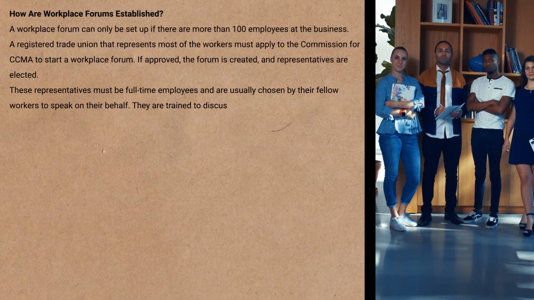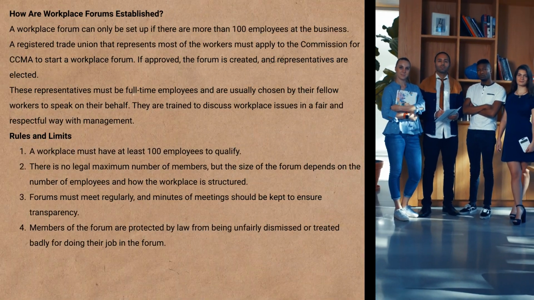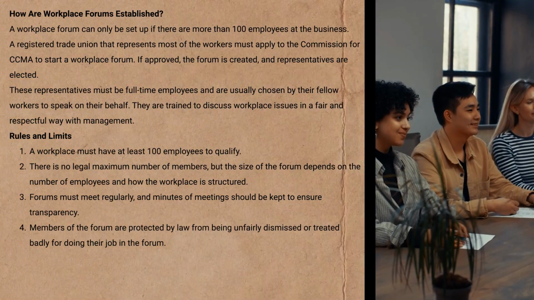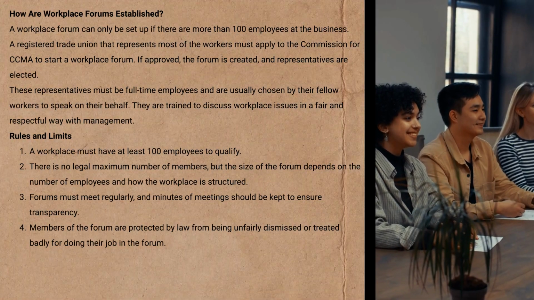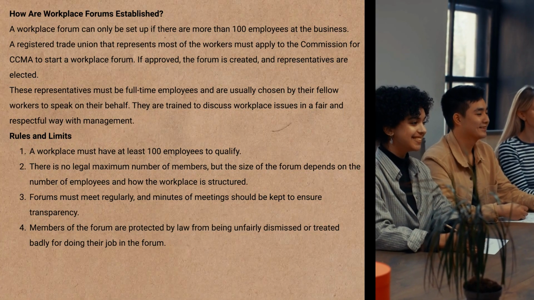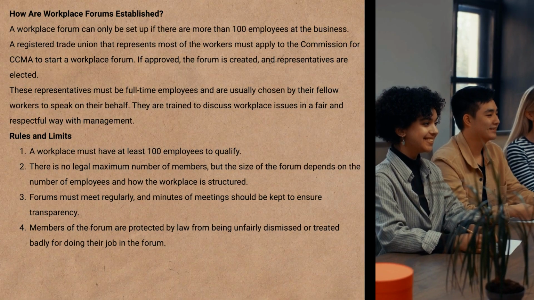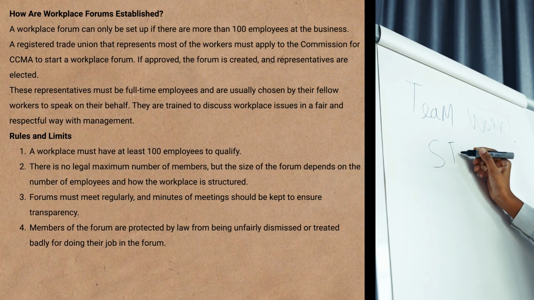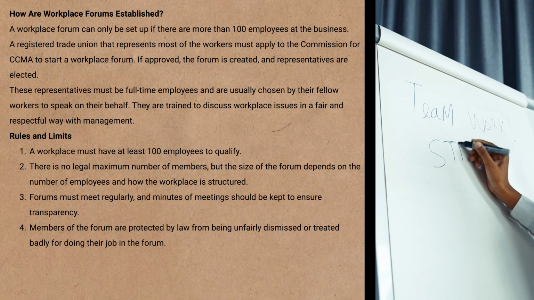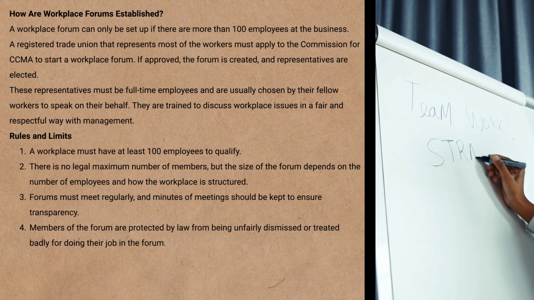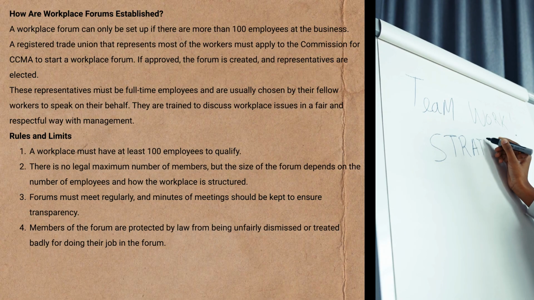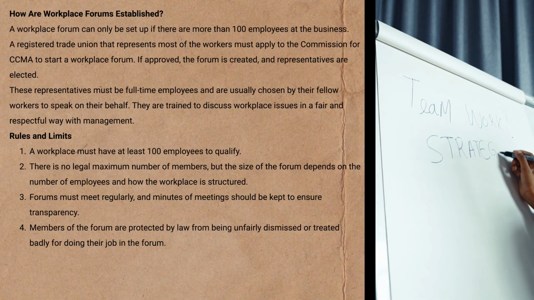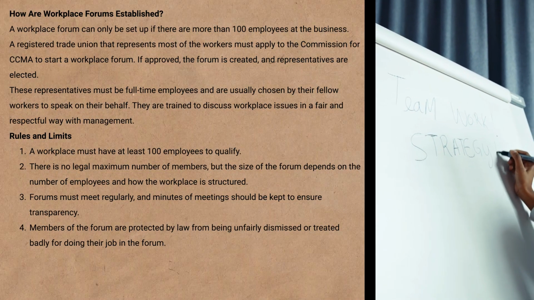Work size: it only works if there are 100 or more people at your workplace. Getting started: if there are unions or even just a bunch of employees, they can ask to start this forum. Elections: everyone votes for who they want to represent them. If there's no agreement on how to do this, the CCMA may step in to help, but they must also be applied for and approved by the CCMA. Rules: you need a set of rules, kind of like a club's constitution, on how everything will work, like when you meet and how decisions are made.